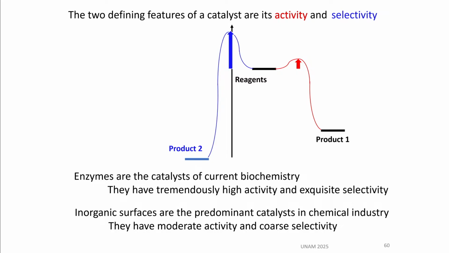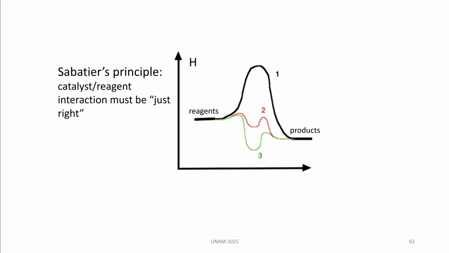On the other hand, in comparison, in the chemical industry, you very often use minerals, so inorganic surfaces, because things happen at the interface. And these usually have a moderate activity and a rather coarse selectivity, right? So what we are going to do when we study the origins of life is to see, can a given enzyme be replaced by a particular surface?